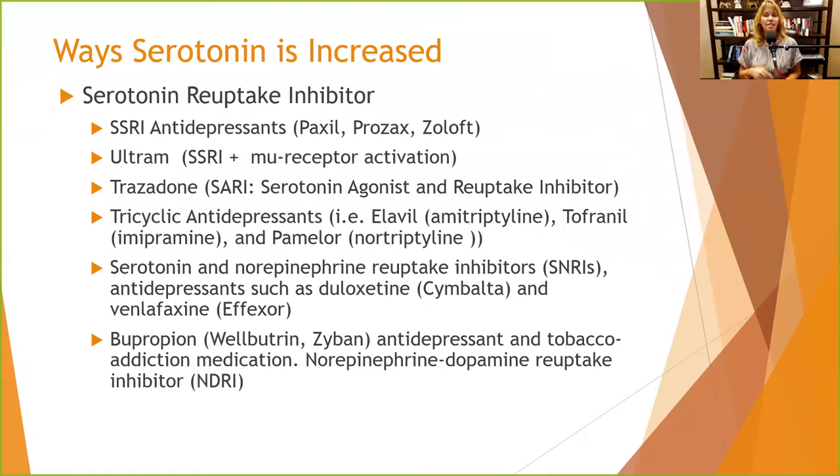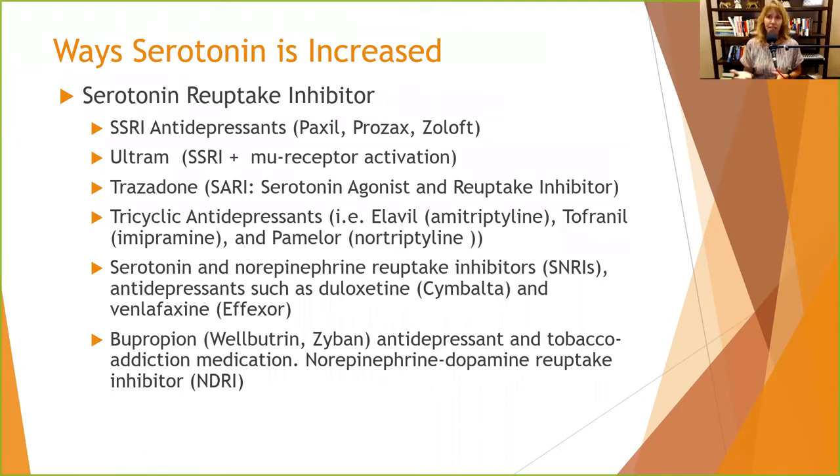Ways serotonin is increased: we use serotonin reuptake inhibitors in a lot of different ways. We have our SSRIs, our Paxil, our Prozac, our Zoloft, typically the ones that we think of. So people can be taking those. Ultram, which is actually a pain medication, also stimulates the mu receptor, which is one of your opiate receptors, which is why not only does it inhibit the uptake of serotonin, it also binds with your pain receptors. So is it typically used as an antidepressant? No, it's typically used as a pain medication, but we do know that it prevents the reuptake of serotonin. So if somebody's already taking an SSRI and they take Ultram, basically they're doubling up on their SSRIs.